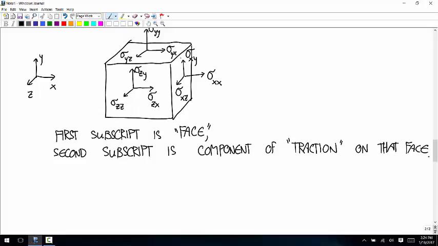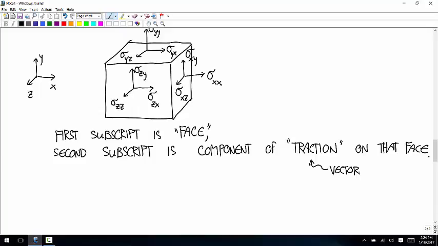Okay, so on the positive x face, the traction is made up of these three components of force per area. On the z face, these are the components of the traction. And on the y face, those are the three components of the traction, and those are vectors. So traction on each face is a vector. All right, so 18 values.